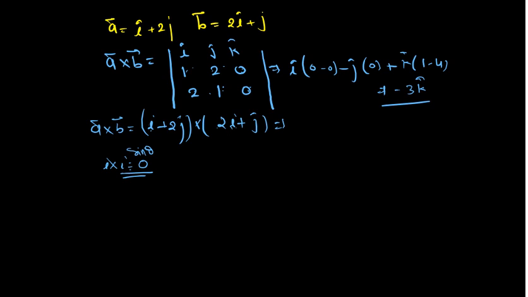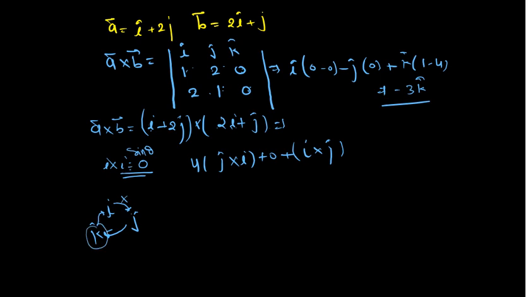When 2i makes a cross product with 2j, what will happen? Actually, it is 4 times j cross i. When j is crossed with j it will be 0, and when I do i cross j, the answer comes as k. In the i, j, k cyclic order, when i is crossed with j, the answer will be k. When j is crossed with k, the answer will be i. When k is crossed with i, the answer will be j. So here j is making a cross multiplication with i.